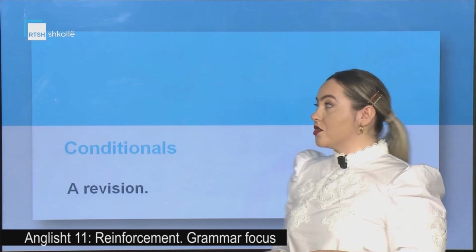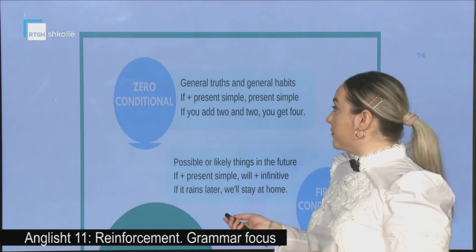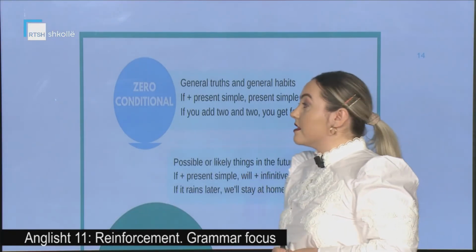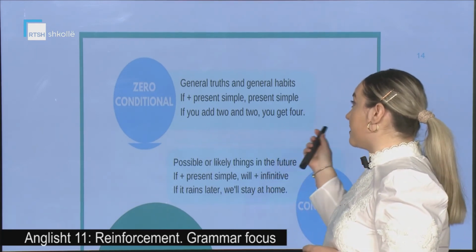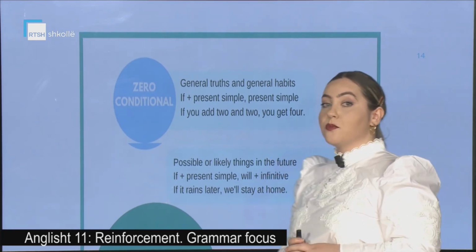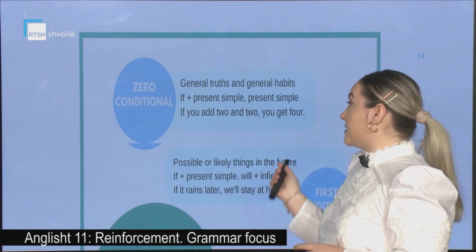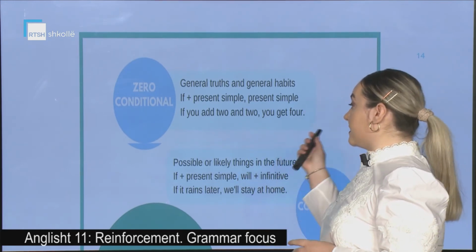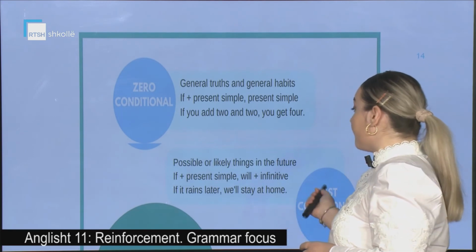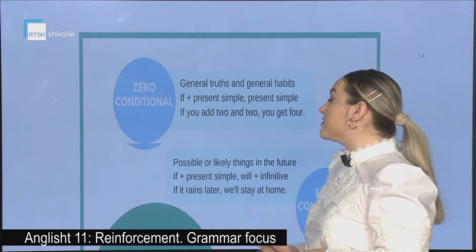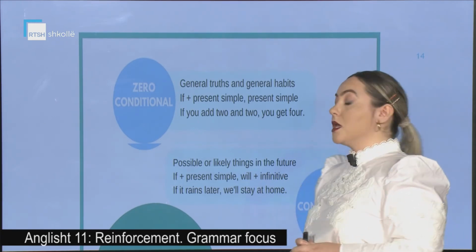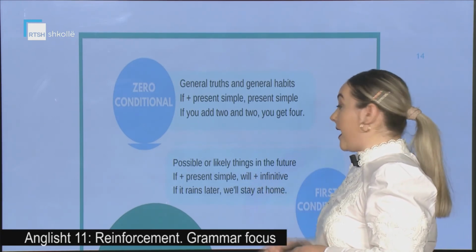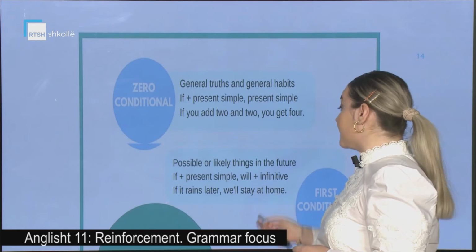Conditionals, a revision of them. Firstly, the zero conditional. It is used for general truths and general habits. It is formed by if plus present simple and results in present simple. The first conditional. It's used for possible or likely things in the future. It is formed by if plus present simple and it results in will plus infinitive.